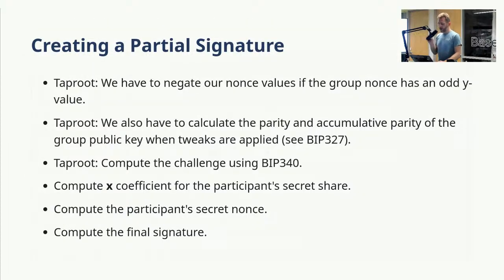And if you want to know how to do this, just look at BIP 327. So BIP 327 is the BIP for MuSig2. Whatever MuSig2 does works in Frost as well. It's essentially the same thing.